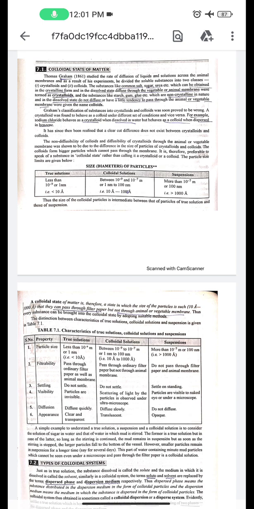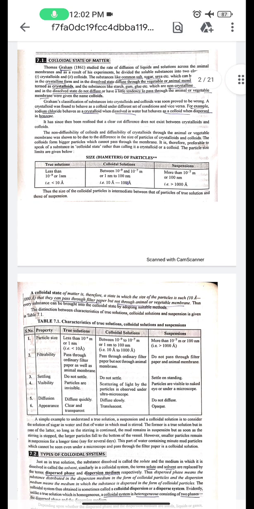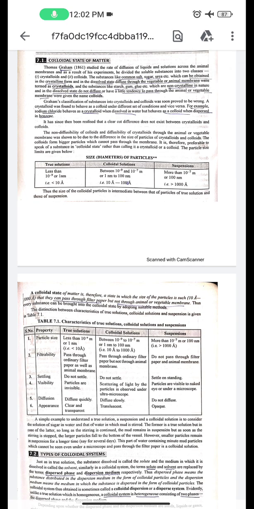The non-diffusibility of colloids and diffusibility of crystalloids through the animal or vegetable membrane was shown to be due to the difference in the size of particles of crystalloids and colloids. The colloids form bigger particles which cannot pass through the membrane. It is therefore preferable to speak of a substance in colloidal state rather than calling it a crystalloid or a colloid. The particle size limits are given below.